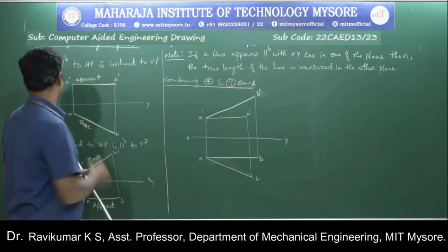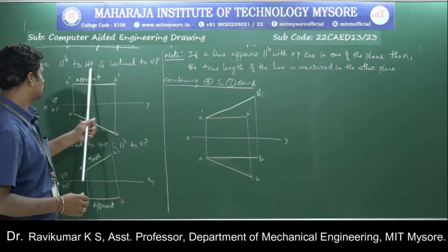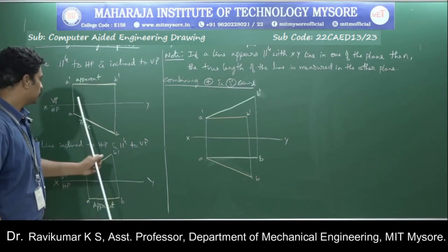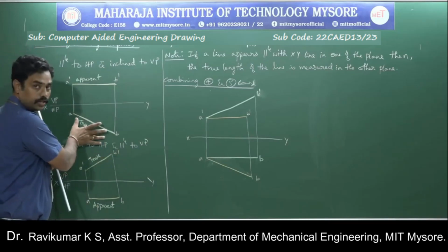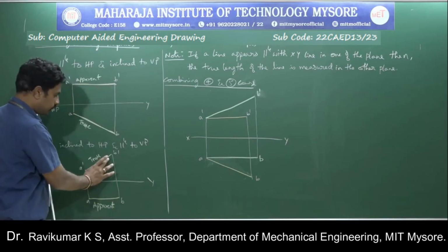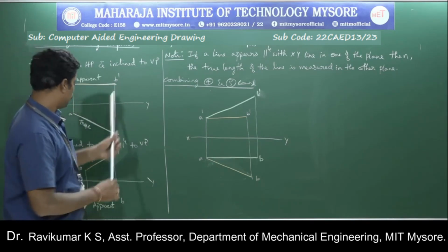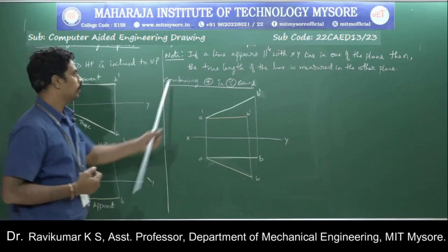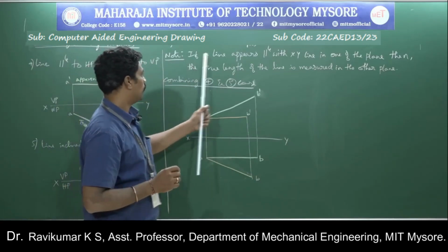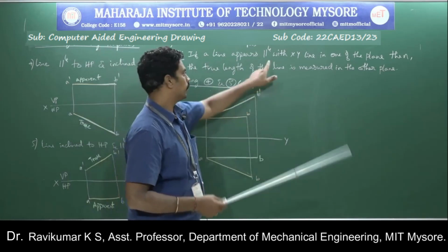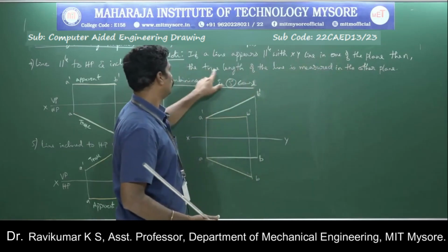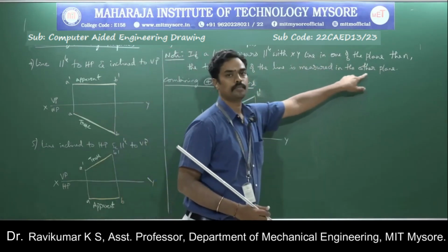This is the fourth case, line parallel to HP and inclined to VP. And this is the fifth case, line inclined to HP and parallel to VP. So we know that this is the true length of the line and this is the apparent length of the line. Whereas here this is the apparent length and this is the true length of the line. From these two, cases 4 and 5, we can get a statement that you can put as a note: if a line appears parallel with the XY line in one of the planes, then the true length of the line is measured in the other plane.